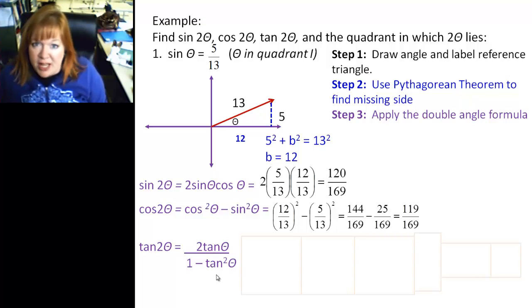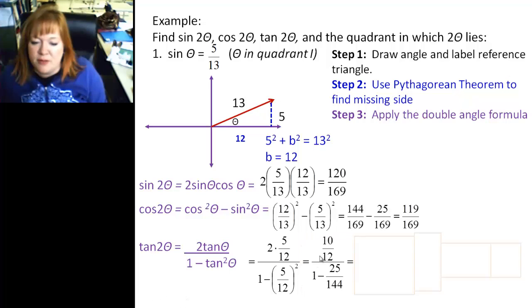I'm showing you the official way, but I'm going to show you a shortcut in just a second that you will go, oh, that's so wonderful. So if I do the tangent of theta, it's going to be opposite over adjacent, which is 5 over 12. So if I put that in place here, it'll be 2 times 5 twelfths over 1 minus 5 over 12 quantity squared. When you simplify that, you get 10 twelfths.